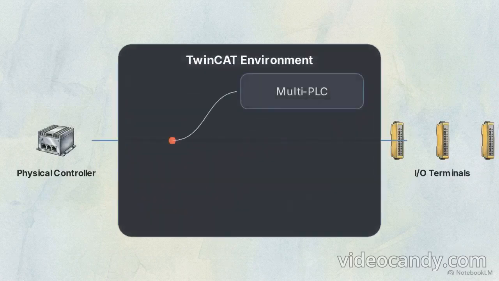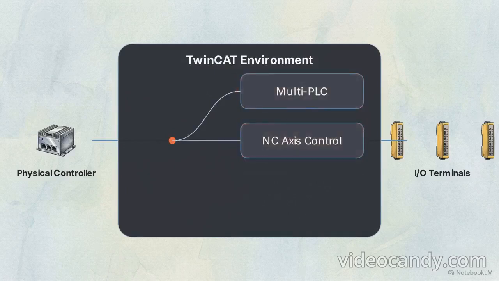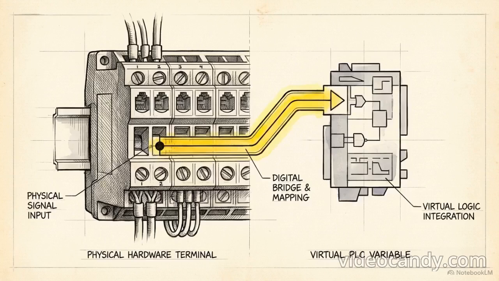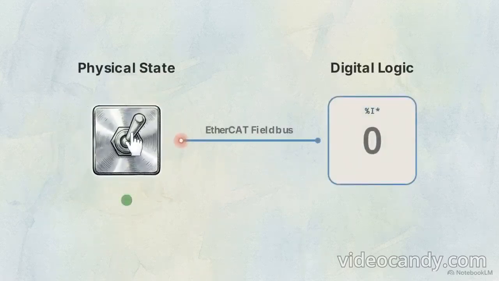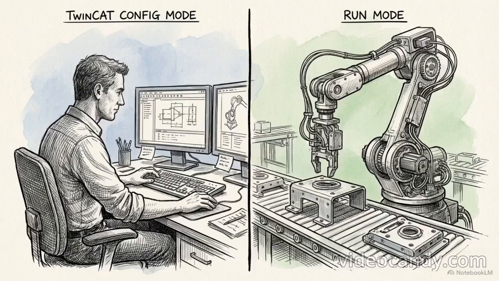The scope of TwinCAT is extensive. It handles everything from managing multi-PLC systems to NC axis control, down to direct input and output manipulation. To utilize these capabilities, a control systems developer must first complete the essential task of linking physical EtherCAT field bus nodes with virtual PLC variables. Mastering TwinCAT commissioning is a matter of mastering this translation pipeline, taking physical states and turning them into addressable digital logic.